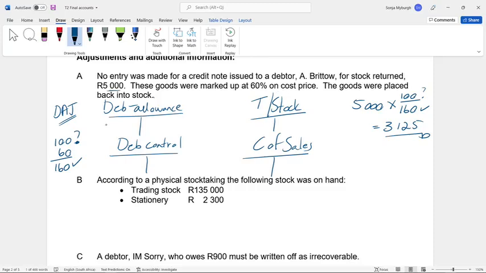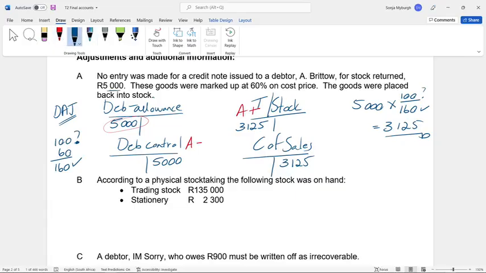Okay. Debtors allowance journal, we debit debtors allowance, we credit debtors control with the selling price. This is an asset that decreased. Debtors allowance will decrease my sales. So this one must be closed off to sales. We received the stock back at cost price, 3,125, and cost of sales to be credited. Trading stock, an asset that increased, and cost of sales will decrease because this is an expense that decreases.